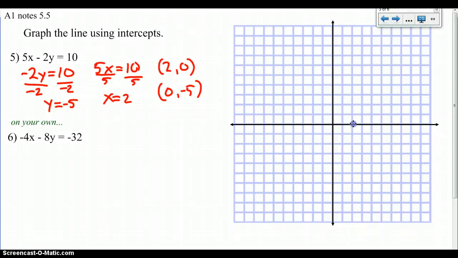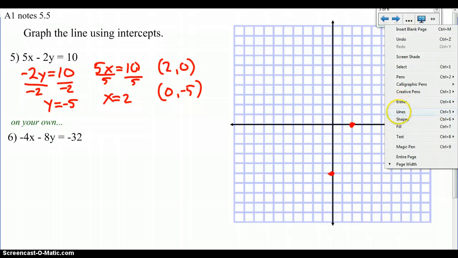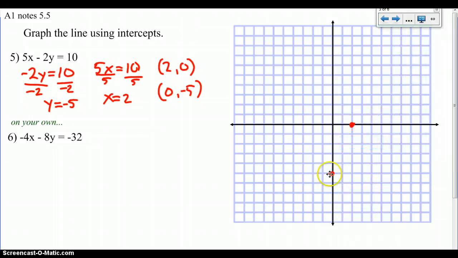All I have to do now is go and mark those 2 points, (2, 0), 1, 2, 3, 4, and 5. And I'm going to grab a line tool here. You can just use your pencil and connect those. And it should look something like that.